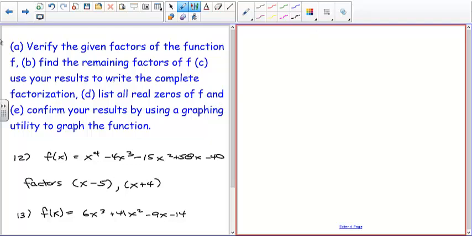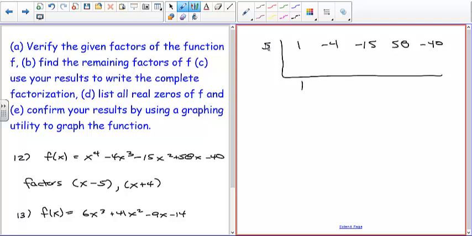Two. Okay, so the way you can tell whether these are factors is to use synthetic division. So I'm going to take the coefficients in front of each term. So I've got x to the 4th minus 4x cubed minus 15x squared plus 58x minus 40. And one of the factors is x minus 5, so that means a zero of 5. Okay, so what we're looking for is a remainder of 0. That confirms that these are factors.